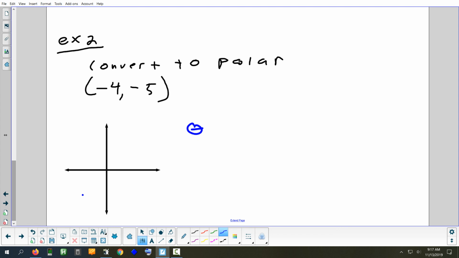So Jason, if I'm in the 3rd quadrant, what's my formula for theta? 180 plus inverse tangent y over x. Yep, 180 plus inverse tangent y over x. Is it okay to cancel the negatives? Yeah, it's fine. It's just -5 divided by -4. So if I cancel them, it's just less I have to type in.